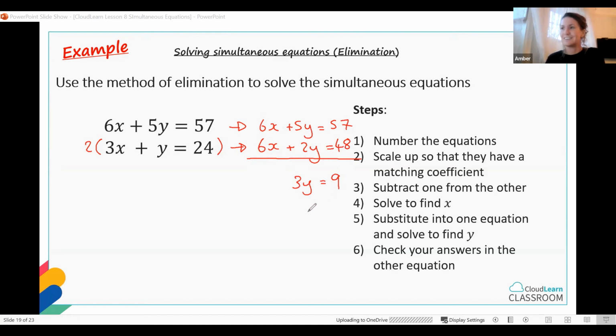Solving them, we've got y is equal to 3. So there's our first problem. I've swapped these around, and this time I found y instead of x. That will happen often, it doesn't matter.